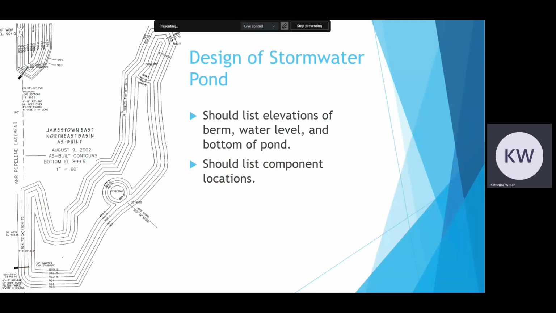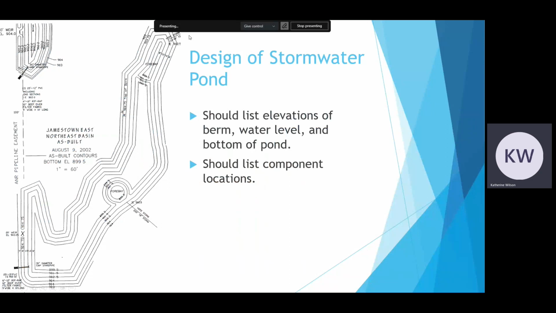Every stormwater pond has engineered drawings identifying specific details and their components. They typically look like this. You'll have your elevations, which say what the desired depth of the water is. It will list where your forebays are and where your inlet swales are. This drawing has two forebays.